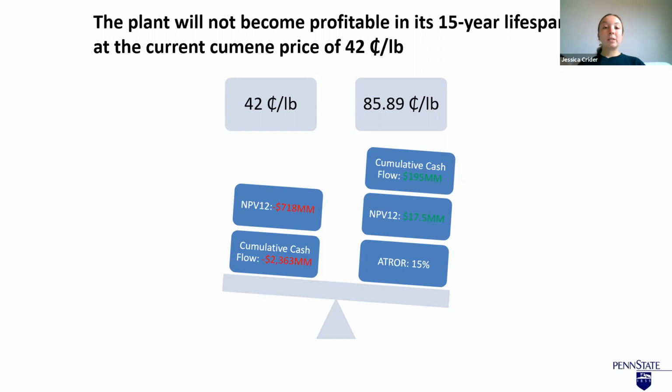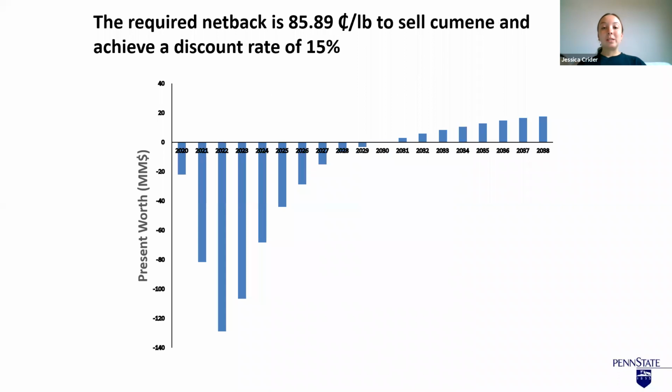This means that we would have to sell cumene at over double its original price. And if you look at the next slide, you will notice that if we sell at 85.89 cents per pound, we would start making a profit after the year 2030. Next, Jordan will speak about conclusions and recommendations on the project.